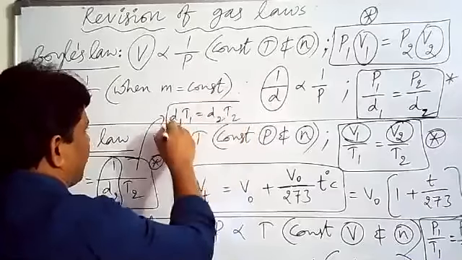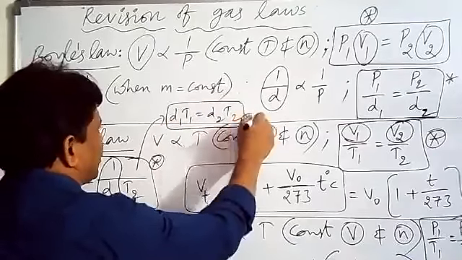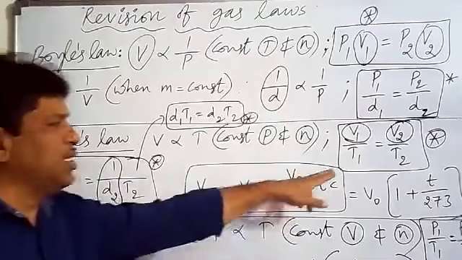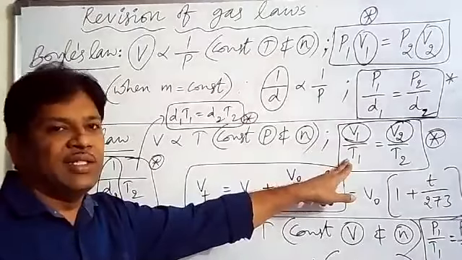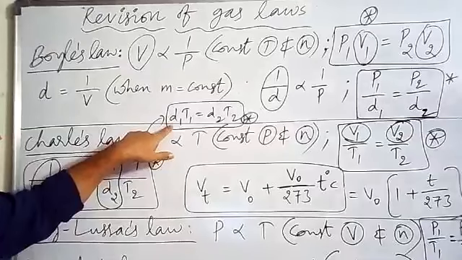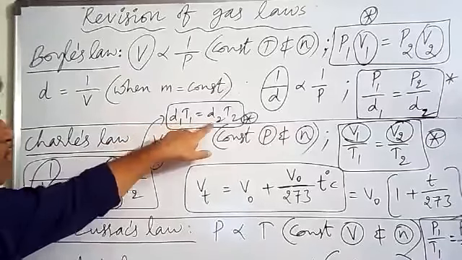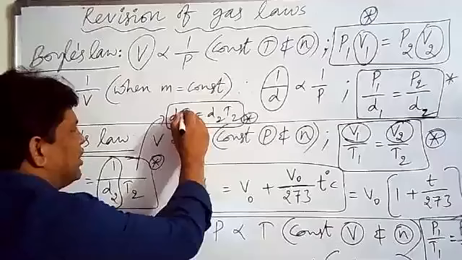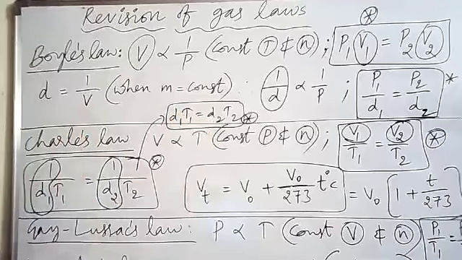It is also a Charles' law equation, but a modified one. Generally the Charles' law equation is v1 by t1 is equal to v2 by t2. That is the main equation. From that we also get d1 t1 is equal to d2 t2. That means density and temperature, how are these two related here?